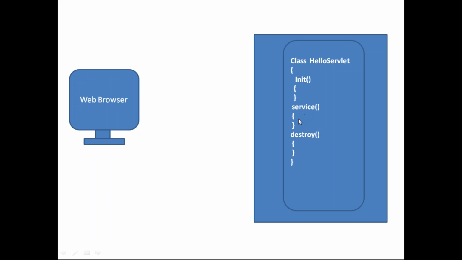Service is a very important method. We need to write all the code, JDBC code and all the code which you want to write, inside the service method. Init method and destroy method are optional. There is no necessary condition to write init method and destroy method.